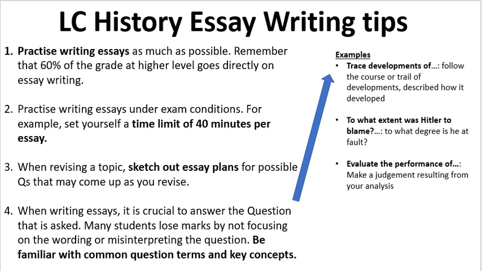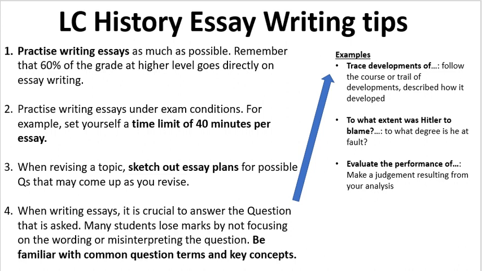Next one: to what extent was Hitler to blame? What does that mean? To what extent was somebody to be blamed or put at fault for something? On that one, you're looking to argue either that I think he was to blame, or I think he wasn't. If you're arguing he was to blame, you're putting in the certain things that he did that blamed him, say, for the outbreak of World War II, and you're making sure you're arguing those points and backing them up with relevant historical fact.